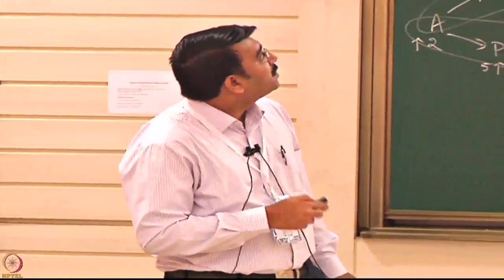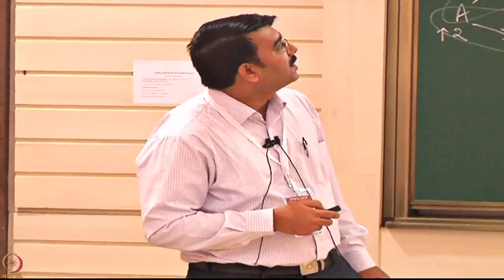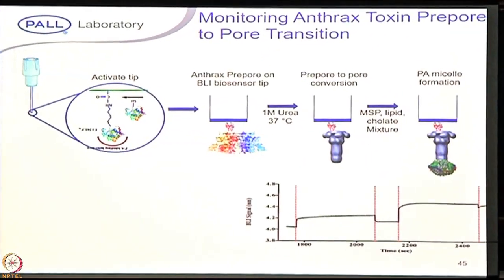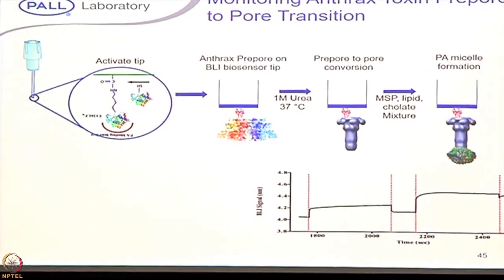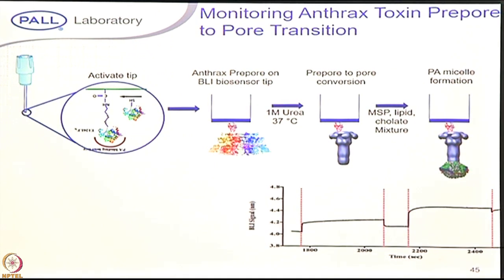One of the examples I'm showing is this: you dip it and then you can elute the binding complexes, and you can go for electron microscopy or mass spec studies. Here one example I'm showing is anthrax toxin prepore. They activated the tip and immobilized the protein of interest, the anthrax prepore, and then processed it with 1 molar urea at 37 degrees, and the prepore to pore conversion happens. When they dip it into the lipid mixtures, you can see the micelle formation between the pore and the lipid.